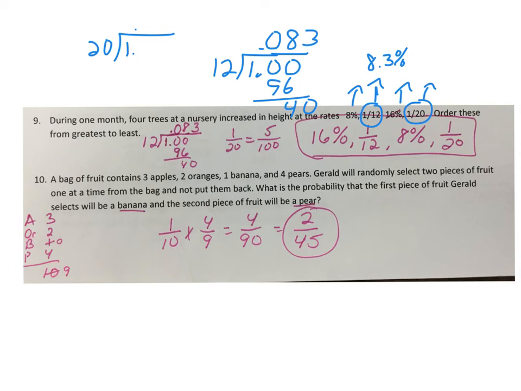Now the 1/20ths, 1 divided by 20. Add that decimal straight away. That's a 0. 20 does not go into 10. Add another 0, and it goes in there 5 times with a remainder of 0. So this one is 5%.